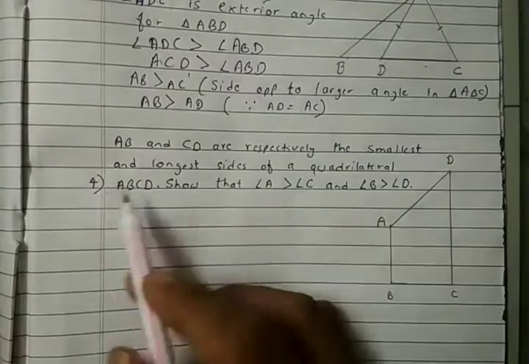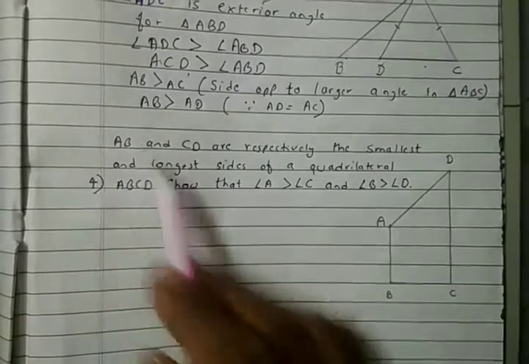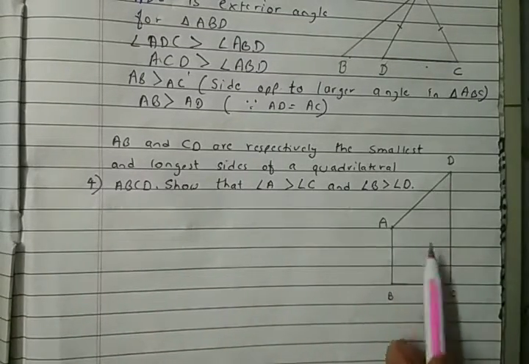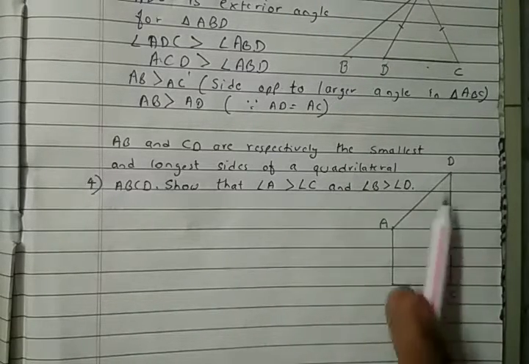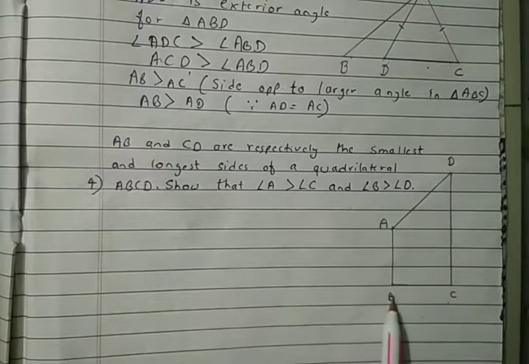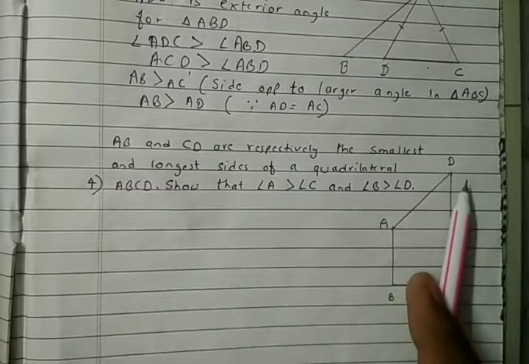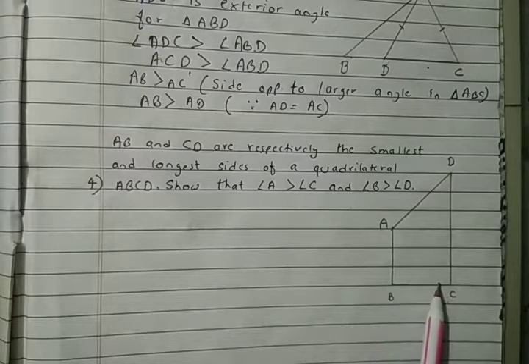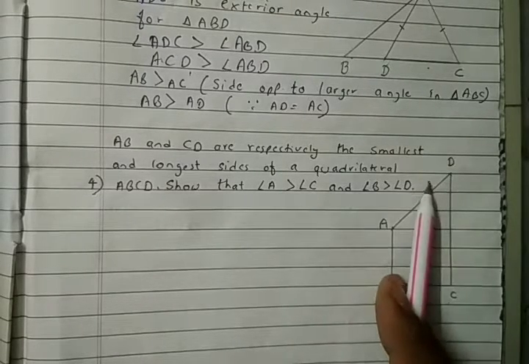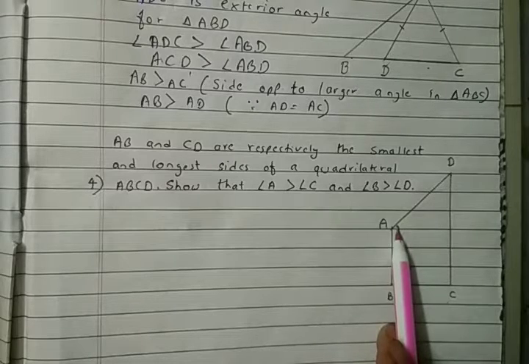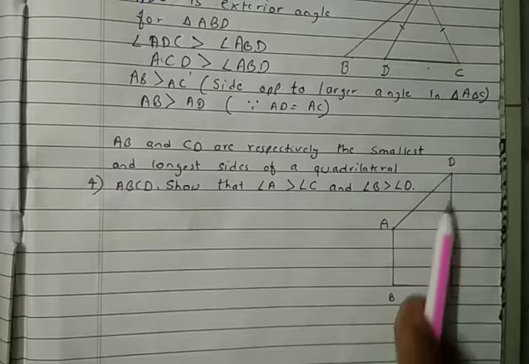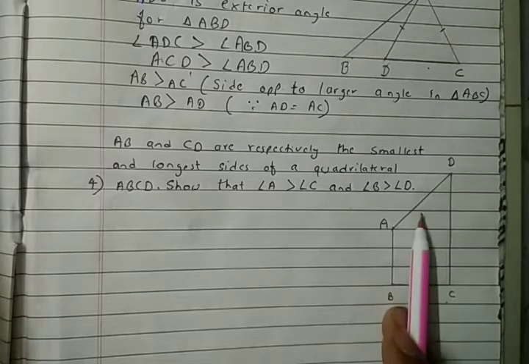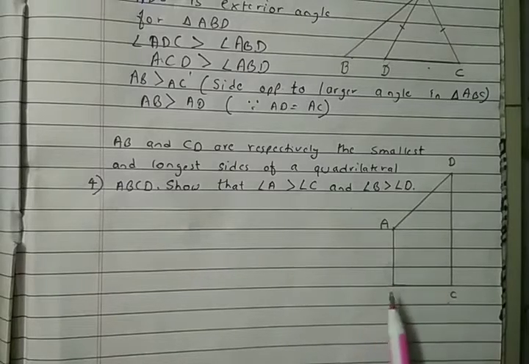Now let's solve question number 4. Look at this quadrilateral in which AB and CD are parallel sides. AB is the shortest side and DC is the longest side of this quadrilateral ABCD. Here we have to show that angle A is greater than angle C and angle B is greater than angle D. So for solving this, we will join A and C, right?